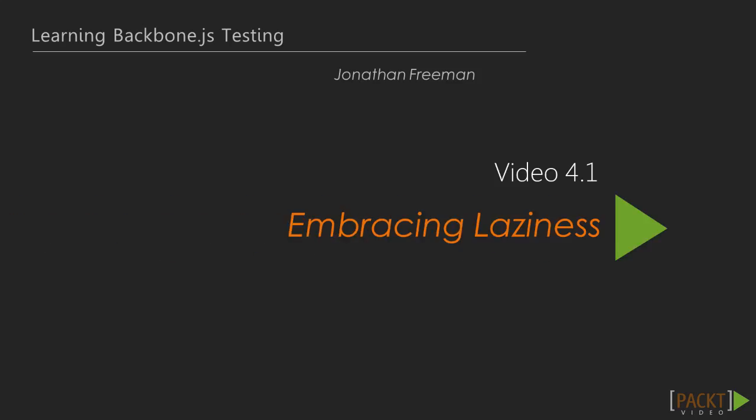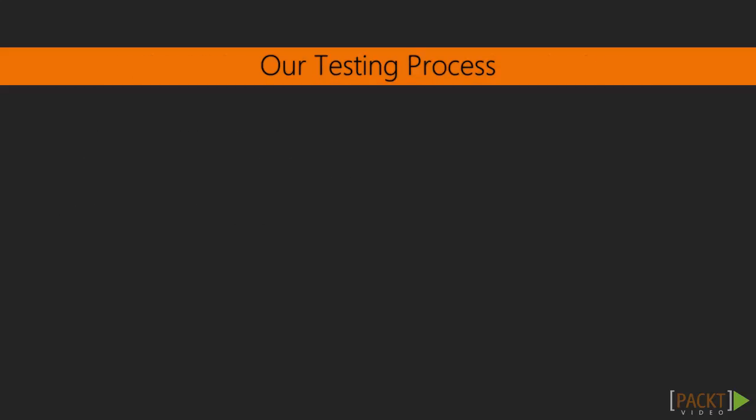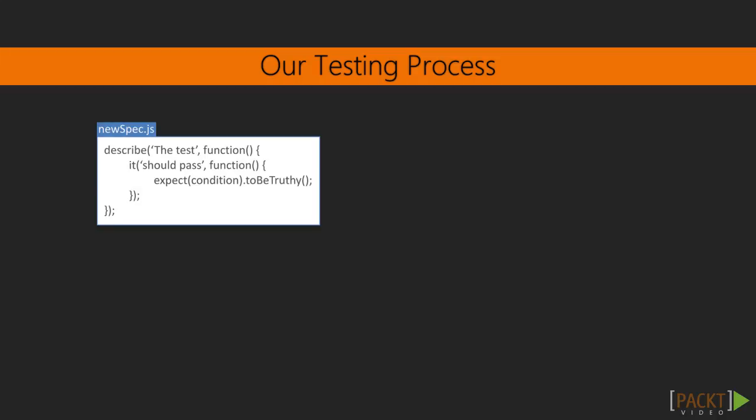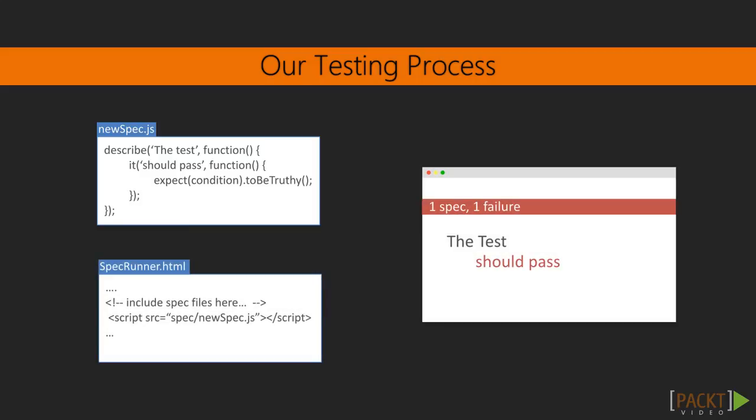In this video, we're going to recap our testing process, point out a simplification we've made, and introduce a test runner called Karma. Let's recap our testing process before we go any further. When approached with a new set of related features, we begin by creating a new test file. We describe a suite and write a test for the first feature. We add the JavaScript file to specrunner.html and open it in a browser to make sure it fails.